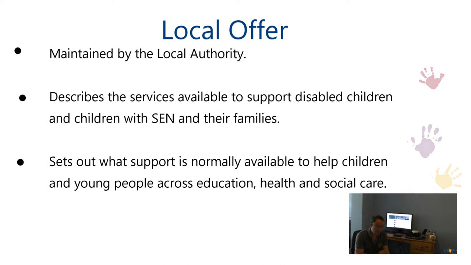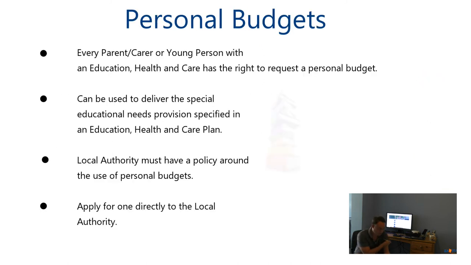For the first time as well, if a young person has what's called an education, health and care plan, they have the right to ask for a personal budget. And the personal budget can be used to pay for the special educational needs support that's required, either in the educational setting or otherwise. So, for example, it can fund home to school transport. It can be used to fund perhaps mentoring outside of school. And all local authorities are required to have a policy on how the personal budget can be applied.